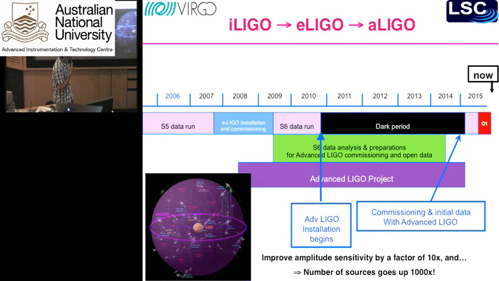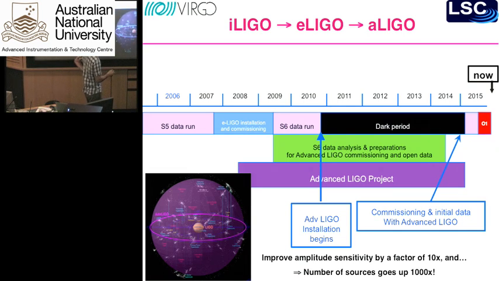So, just a little bit of history. Initial LIGO was started in the late 90s, and then the 5th data taking run, which was a long run of a year, happened in the mid-2000s. Then we took it down and made some minor upgrades that we called enhanced LIGO at the time, and took some more data at S6. At the end of S6, we completely started uninstalling the interferometers and putting in what we called the advanced LIGO interferometers.